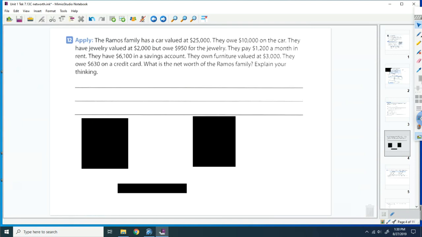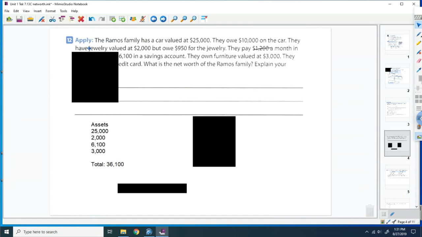Explain. So what I want you to do is pause this video and have the students do it by themselves. But before you pause it, just a hint: the $1,200 is rent. That's neither an asset nor a liability. Now pause it and give the kids time to go through and label which one's an asset and liability, and then find your net worth.